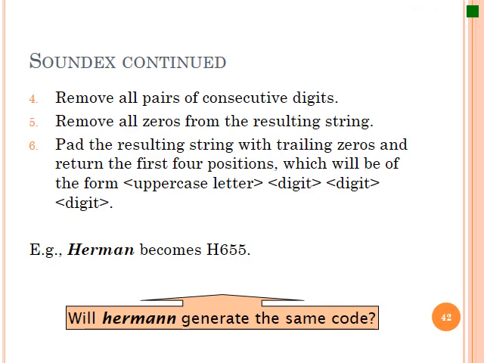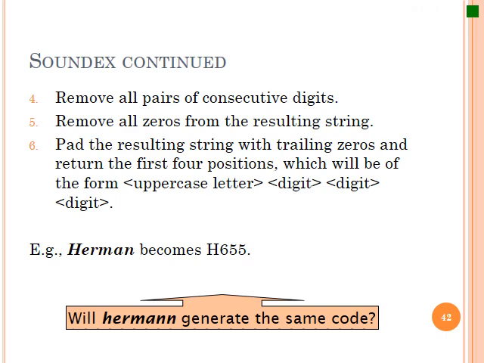And then you remove all zeros from the resulting string, and then you pad the resulting string with trailing zeros. Because you need to produce a 4-letter term, if it's less than 4 letters, you need to pad the resulting string with trailing zeros and return the first 4 positions, which will be of the form uppercase letter, digit, digit, digit.